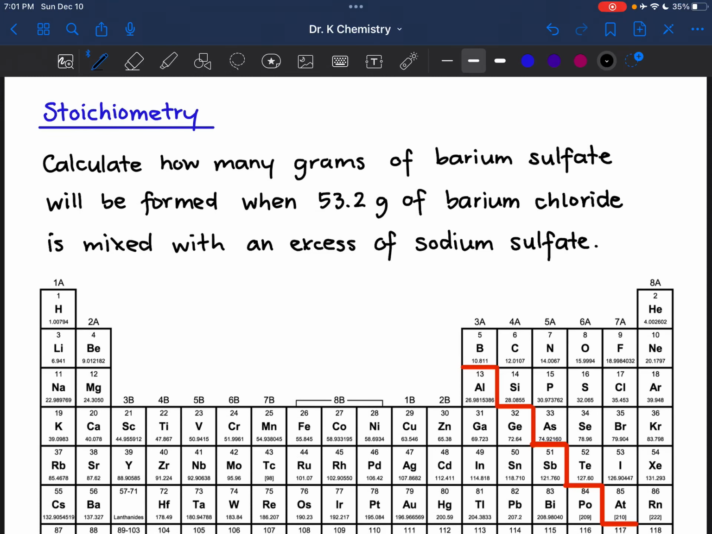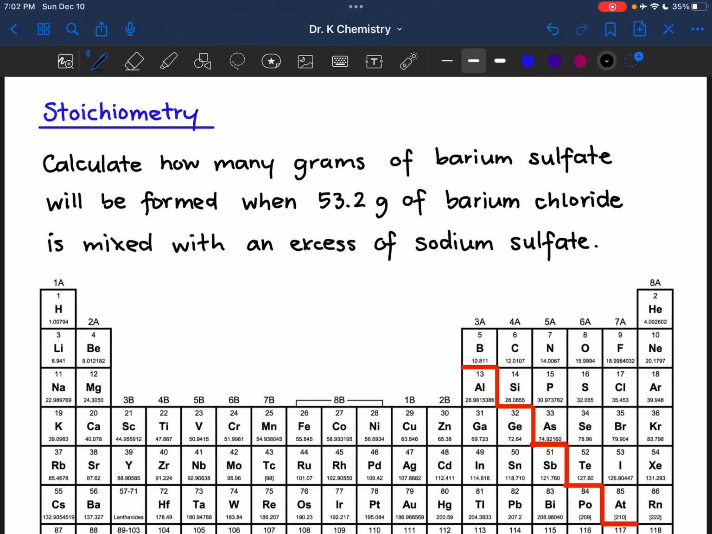In this video, we're going to do a stoichiometry problem. And stoichiometry rests on the idea of mole-to-mole conversions, because keep in mind that different atoms do not have the same mass. So when we're trying to compare them to each other, we need some way of consistently comparing them. This problem is asking us to calculate how many grams of barium sulfate will be formed when 53.2 grams of barium chloride is mixed with an excess of sodium sulfate.